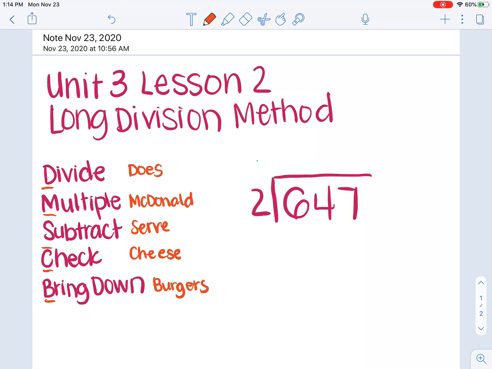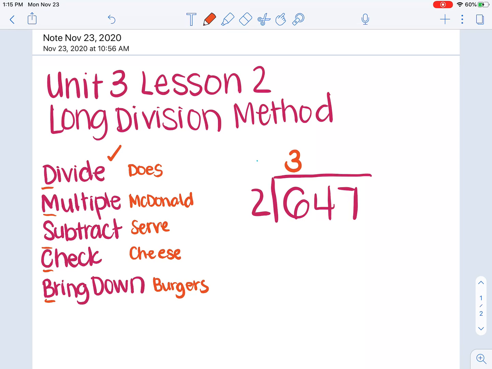Let's use these steps to solve our problem, 647 divided by 2. Now remember, what we're really asking here is we want to divide 647 items into 2 equal groups. The first thing that we're going to do is divide. How many times does 2 go into 6, or 6 divided by 2 is what? Well, I know that 2 goes into 6 3 times. 2, 4, 6. So I'm going to put 3 on top because 6 divided by 2 is 3.